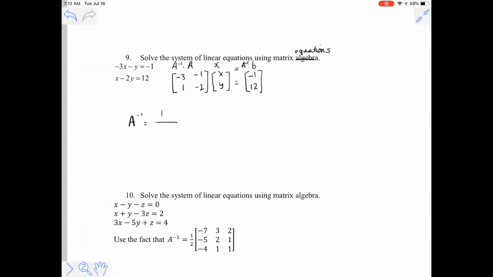is 1 over the product of those two numbers, which is 6, minus the product of those numbers, which is negative 1. And then these numbers again switch places. And these numbers change sign. So this is going to become a positive 1, negative 1.